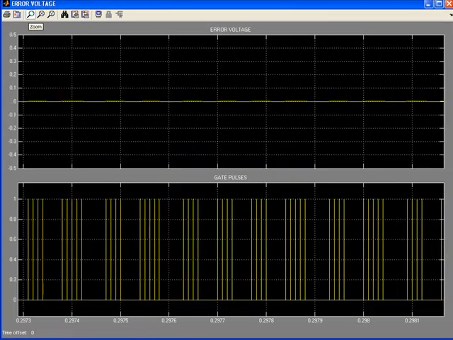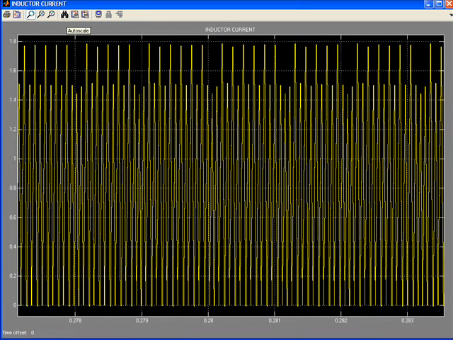This is the error voltage and gate pulses waveform, and this is the inductor current, and it ranges from 0 to 1.8 amperes.